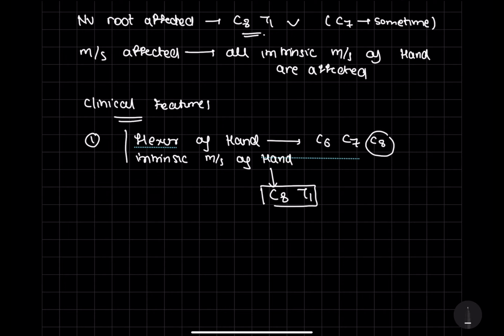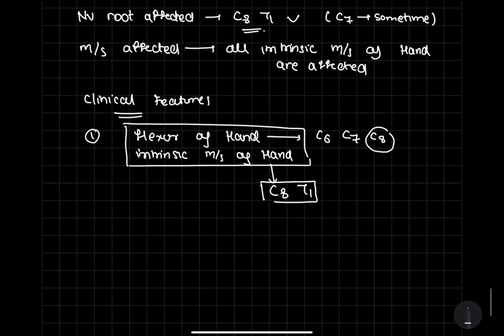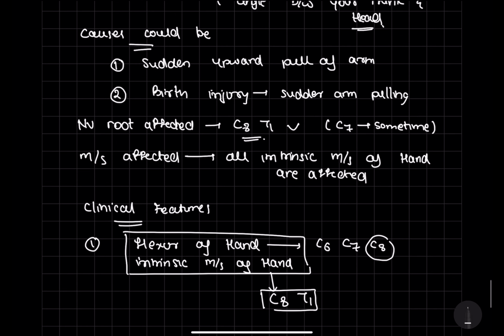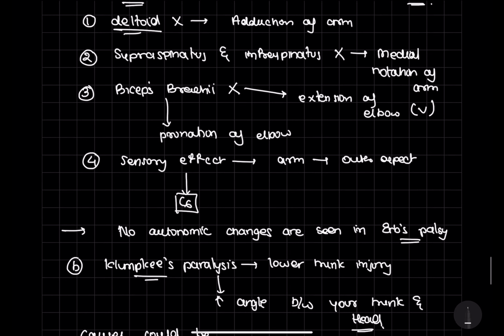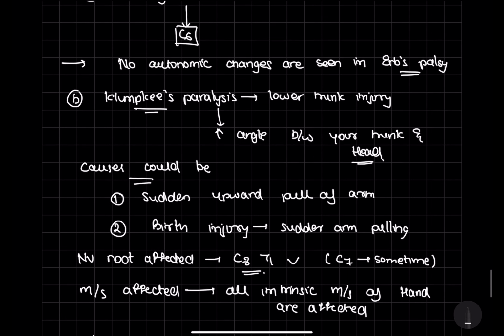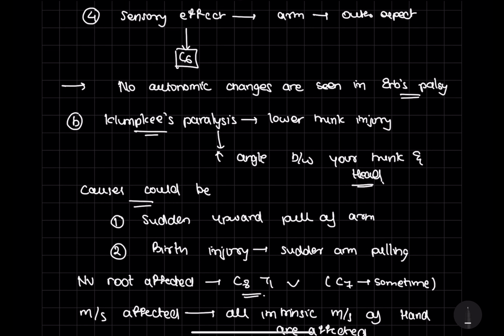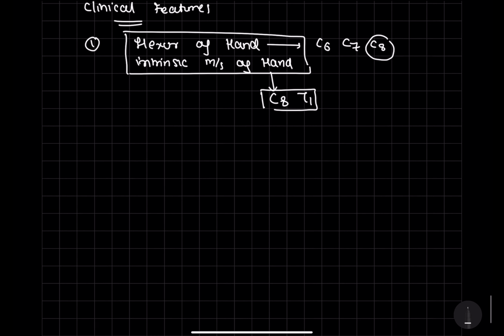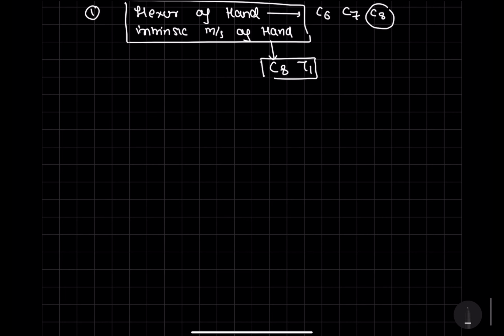Now as both these muscles are affected, they are going to give you a particular typical feature. In Erb's palsy we saw the policeman's tip hand or porter's tip hand or waiter's tip hand. So what kind of hand are we going to be presented with in Klumpke's paralysis? The answer is, of course, claw hand.